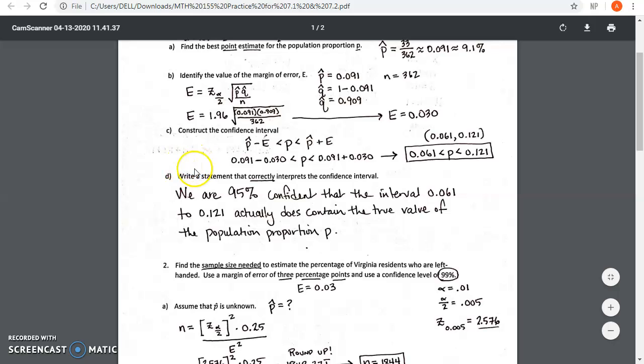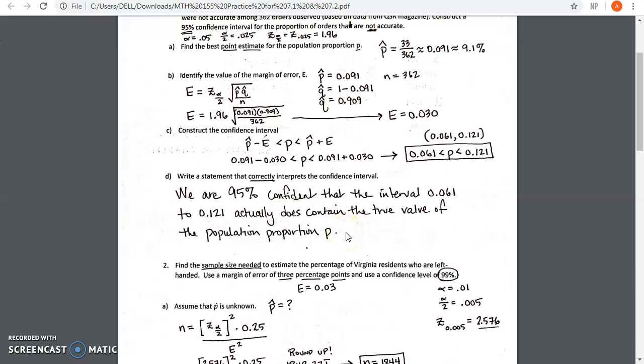Okay, and so then what you do is you have to write the statement that correctly interprets the confidence interval. So you'll use that little statement. I think I gave you on your notes several incorrect ways of saying the confidence interval, and you want to make sure your wording is correct. So we are 95% confident that the interval 0.061 to 0.121 actually does contain the true value of the population proportion P.